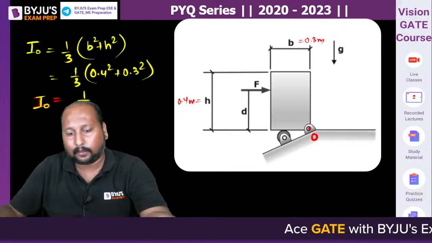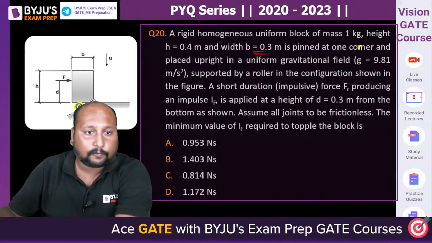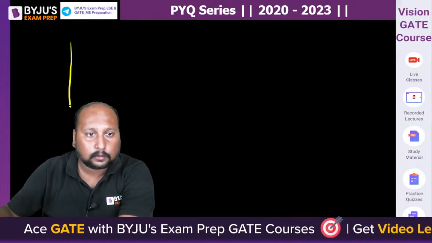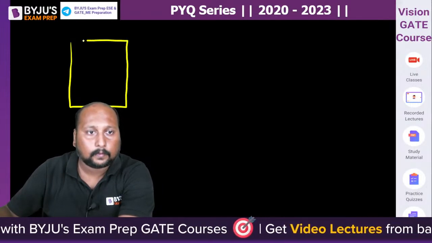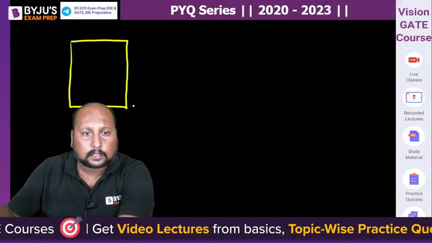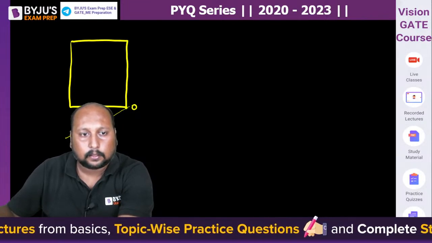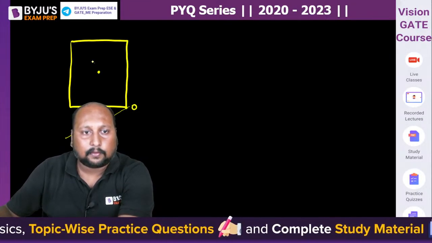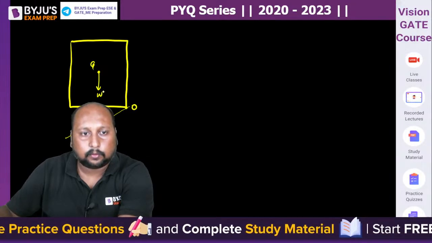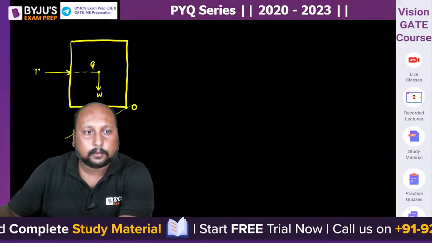1/12, approximately 1/12. Okay, chalo. Now we can say if this particular block was kept over here, what is the mass? Mass is 1 kg, right? It is O. This is the roller support that we are having. This is the center of gravity. This is the weight W, and we are applying an impulsive force at this point, right?